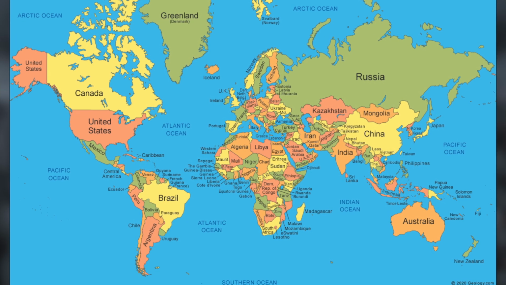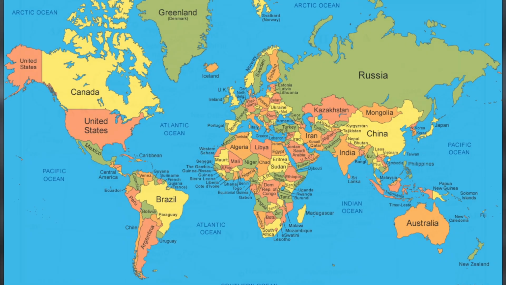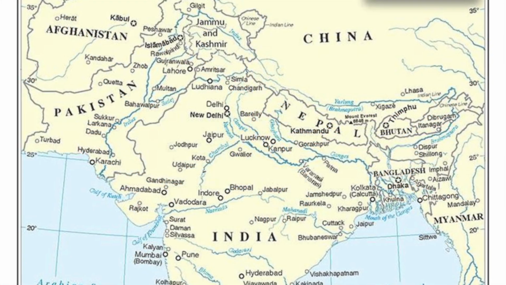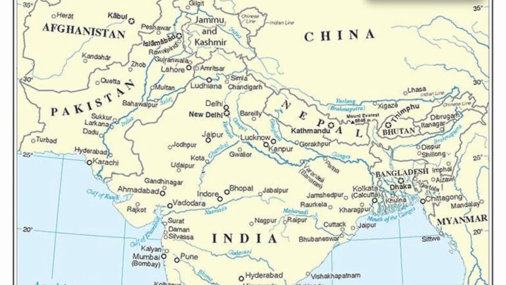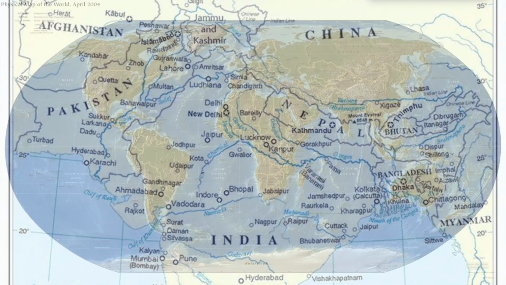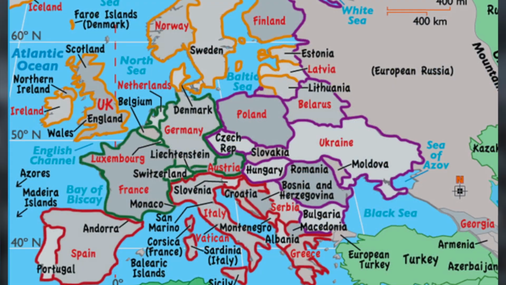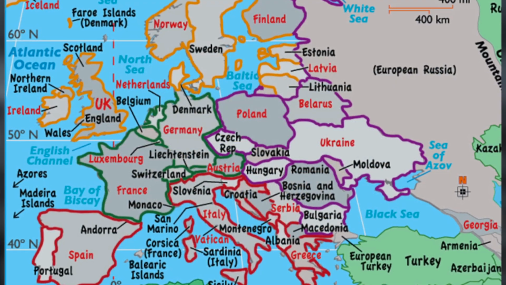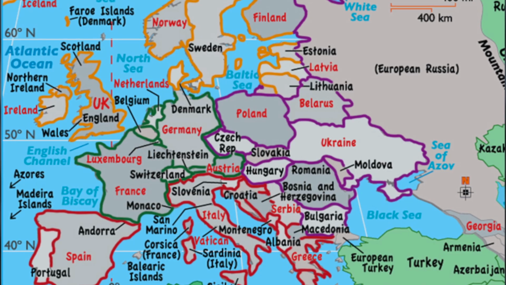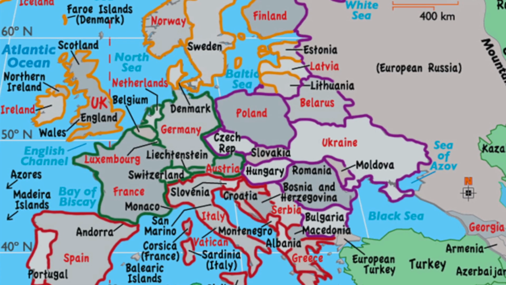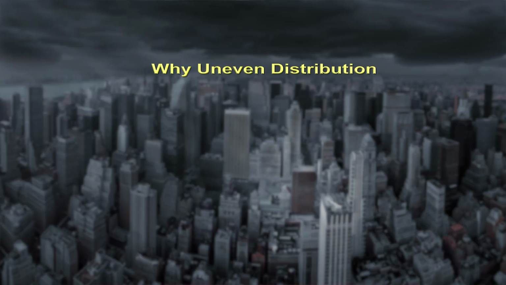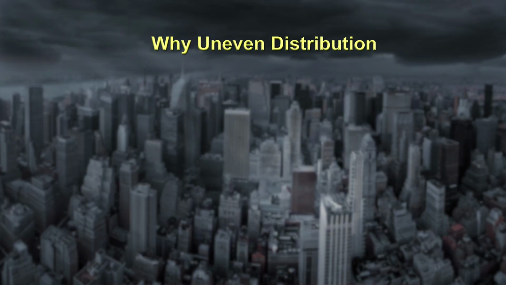Within the continents too, population distribution is uneven. China and India within Asia account for 2/3 of the continent's population and nearly 1/3 of that of the world. Far more people live in northern and western parts of Europe than in the southern and eastern parts. A large proportion of Africa and the Americas are practically uninhabited. Now, the question is, why this uneven distribution?